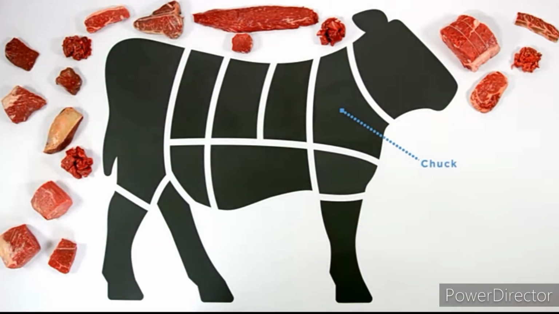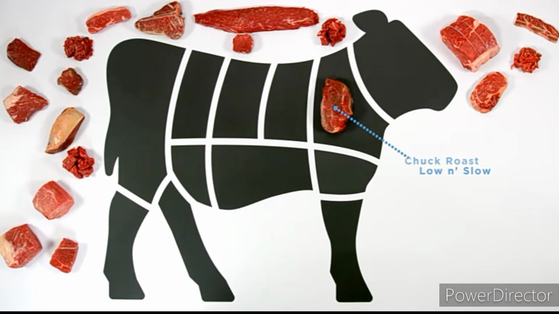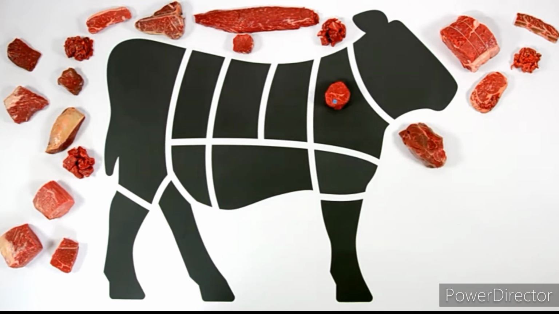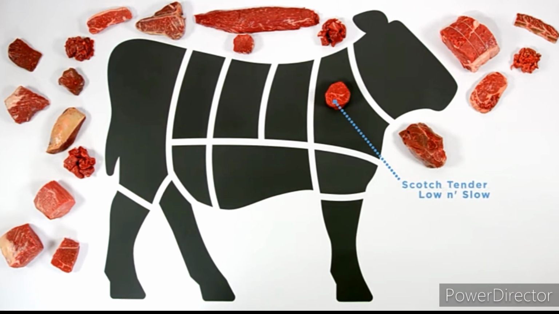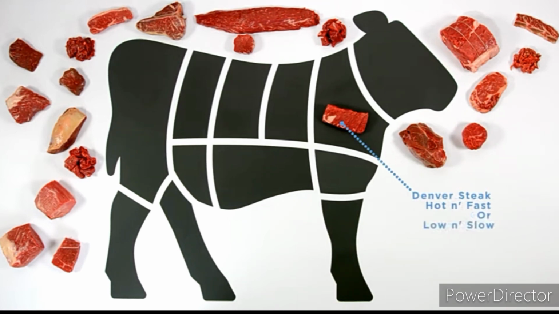Now we reach the chuck primal, used for making roast and soup, cooked at a low and slow temperature. It is incredibly tender and flavorful, reaching to the Scotch tender, which is a berry-shaped cut. Next we have the Denver steaks. It can be cooked slowly or quickly and works pretty well. It has a deep beefy flavor.